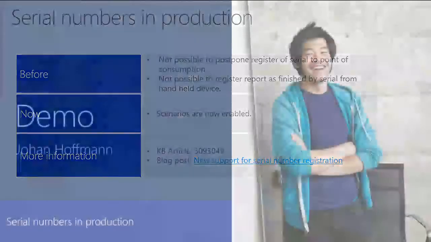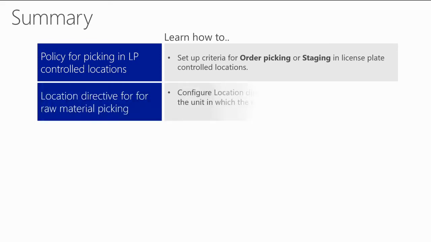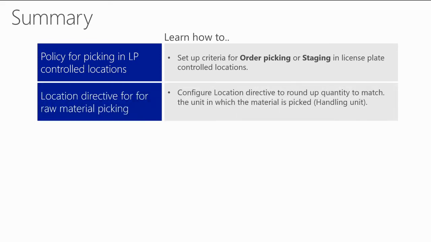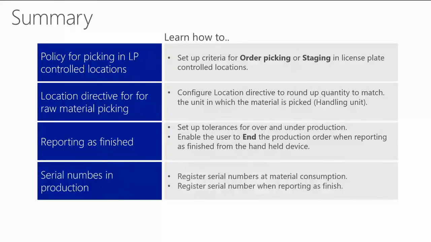So just to wrap up, we learned about these policies for doing order picking or staging from license plate controlled locations. We learned about how to round up the quantity you want to pick to the handling units you have in the inventory. We learned about end marking from the handheld device, the physical reduction parameter, setting up rules for overproduction, also actually underproduction is included in these tolerances. And then at last some enhancements to handling serial numbers in production.